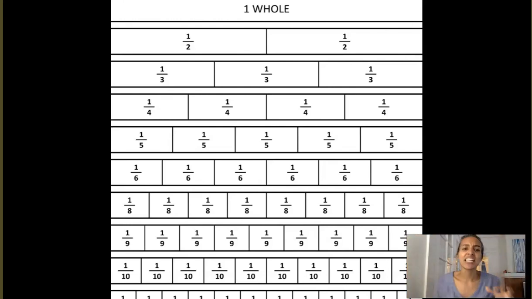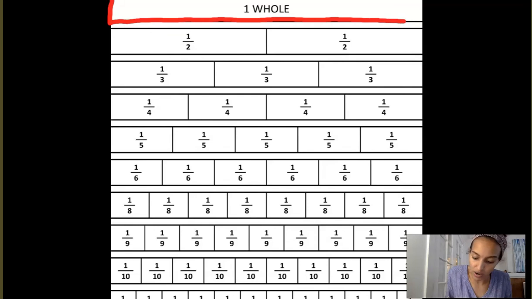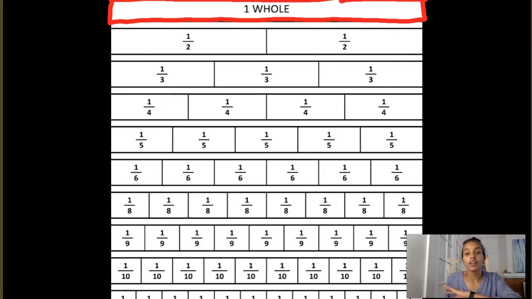So we can see that these fraction strips all represent one whole. We know that because if we look at this one right here, it says 1 whole. We're pretending this is a shape. Let's pretend this is a rectangle. This is 1 whole rectangle. It is not divided into any equal parts. It is a whole thing. So imagine if you got a pizza and it wasn't split into different pieces. That would be your 1 whole.